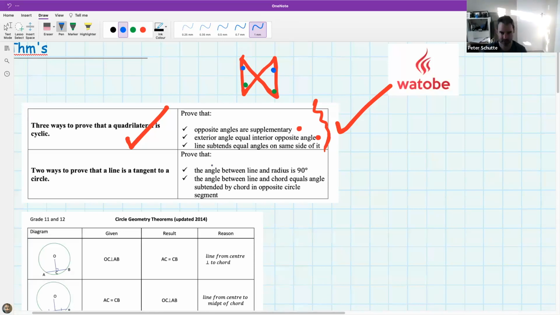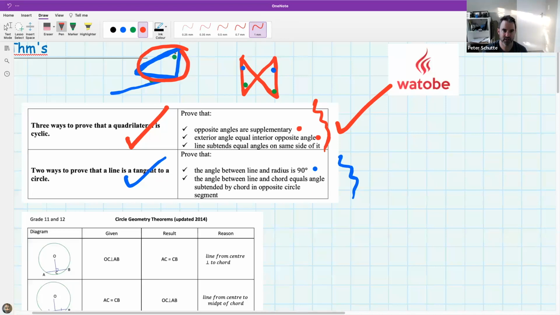For tangents, if you want to prove a line is a tangent, you have two options. The angle between the line and the radius is 90 degrees, or the angle between the line and the chord is equal to the angle in the alternate segment. So what that normally looks like is you have a line and then a chord, and the angle in the other segment, and we're trying to show that that angle is equal to that one. If you show that, then you know you have a tangent. Not the best circle, but you get the basic idea. So that is how we prove something's a tangent.